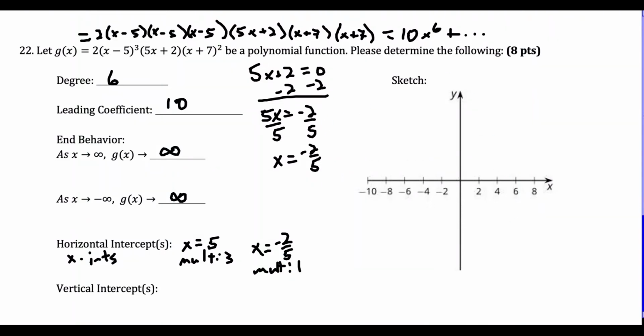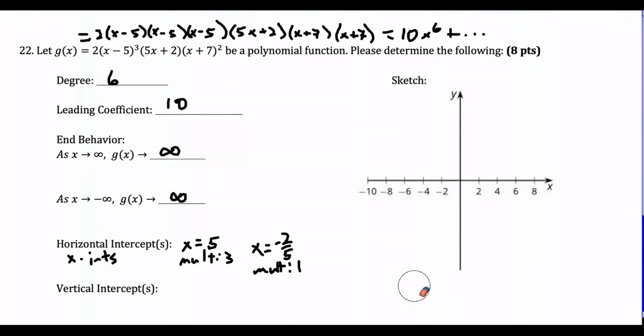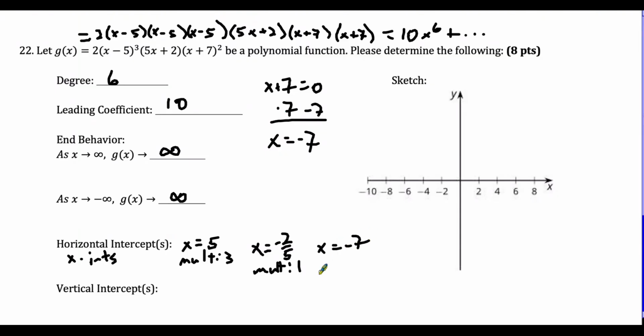My next factor, x plus 7, if I set that factor equal to 0, and we can do a lot of these in our head, right? But if I set that factor equal to 0 and subtract the 7 over, we'll get x equals negative 7. That one has a multiplicity of 2.